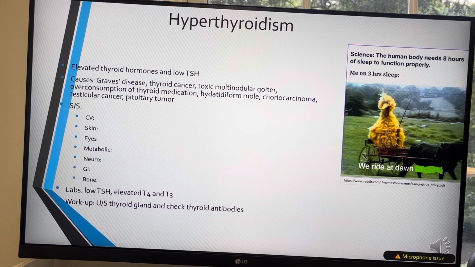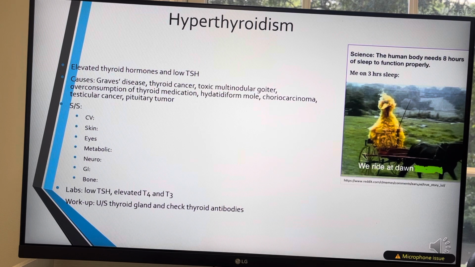You'll want to check the thyroid antibodies to get a better idea of what you're dealing with here. Remember, in Graves' disease, they'll likely be elevated. With something like pituitary cancer, they likely would not. And you want to get these patients into endocrinology. Every patient with hyperthyroidism needs to see an endocrinologist.